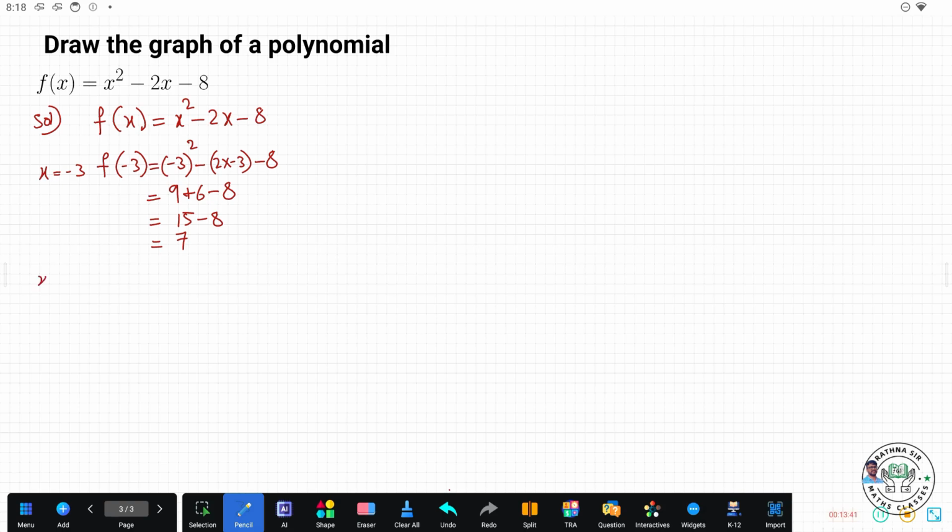So next we will take minus 2. x is equal to minus 2. So f of minus 2 is equal to, substitute, minus 2 square minus 2 into minus 2 minus 8. So minus 2 square is 4, minus into minus plus, 2 2s are 4, minus 8. So 4 plus 4 is 8, minus 8. 8 minus 8 is 0.